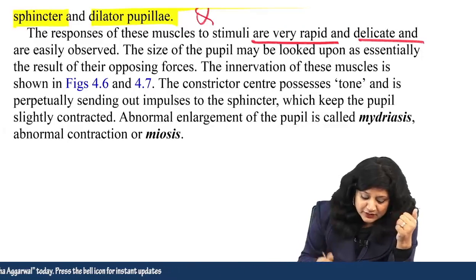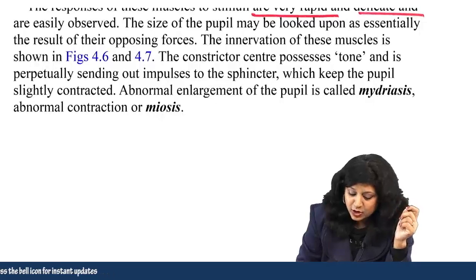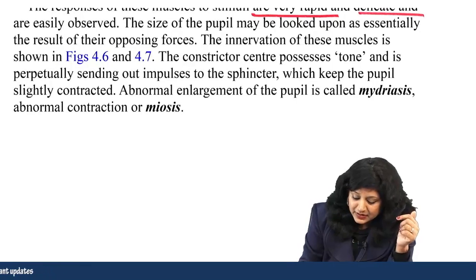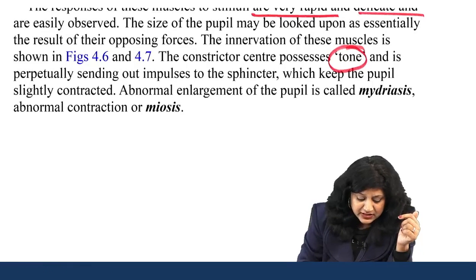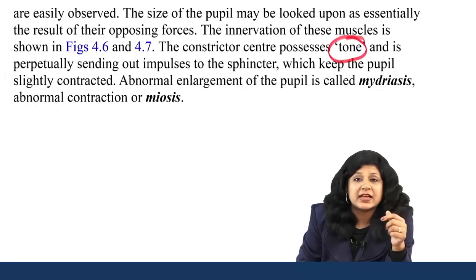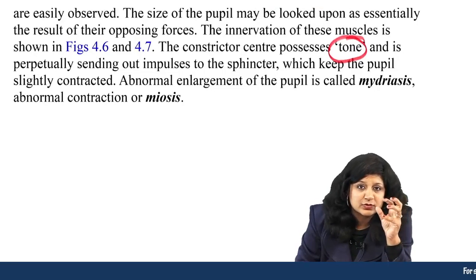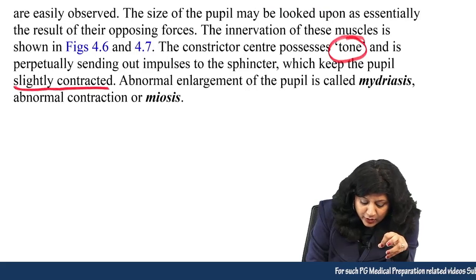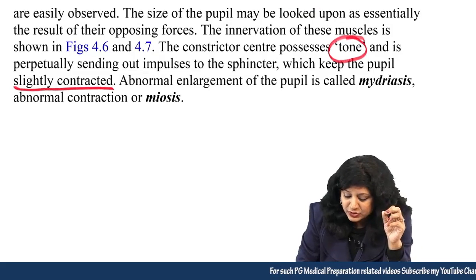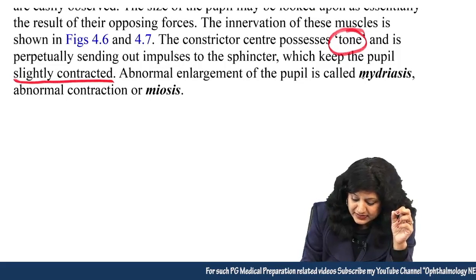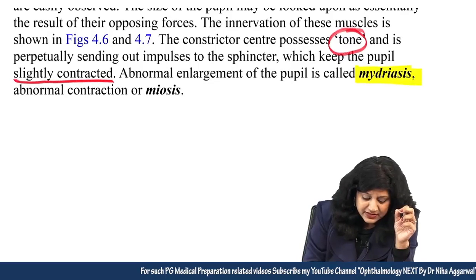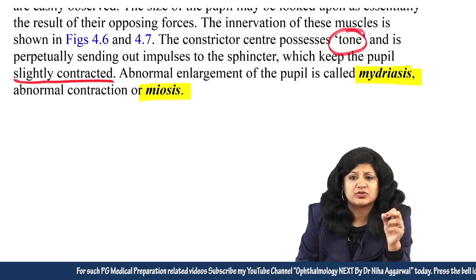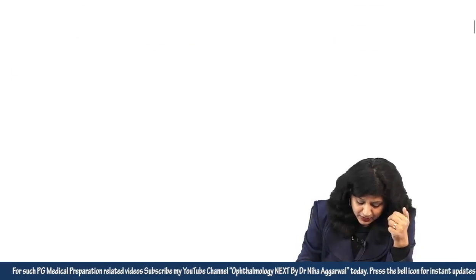The innervation of these muscles will be seen in the figures. The constrictor center possesses a tone and is perpetually sending out impulses. These impulses go to the sphincter, which keeps the pupil slightly contracted. Abnormal enlargement of the pupil is called mydriasis, and abnormal contraction is called miosis. So you know this.